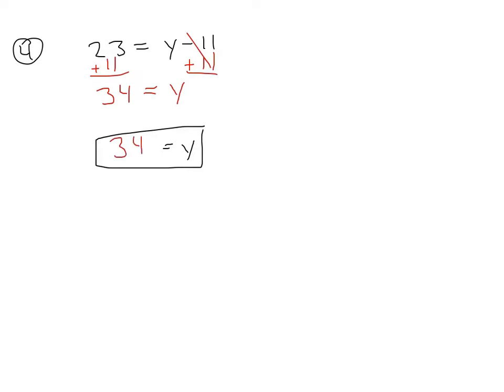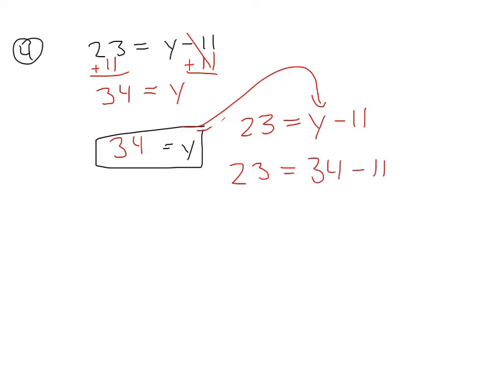Now, does that make sense? Well, let's plug our solution back in for y. So I'm going to rewrite this as 23 equals y minus 11, and now I'm going to take that out of there and plug it in right here. So now I can rewrite as 23 equals 34 minus 11. Well, does that make sense? Well, let's see. 34 minus 10 would be 24, minus another would be 23. Checks out, so our solution is correct.